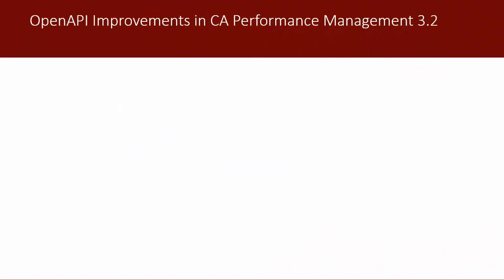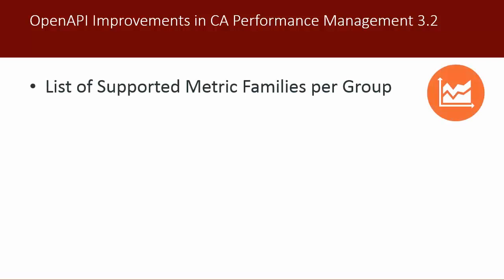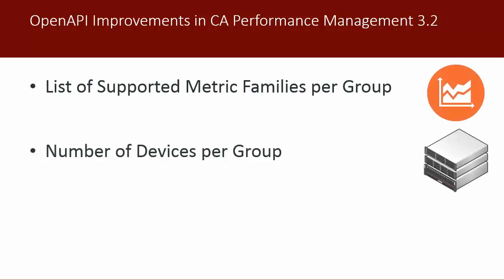CA Performance Management 3.2 expands its capacity to integrate with external tools and systems by enhancing OpenAPI in several ways. A new function is now available which returns a list of supported metric families per group, and an efficient method has been added to get the number of devices per group. Both of these enhancements offer scalable response times even in very large-scale environments.